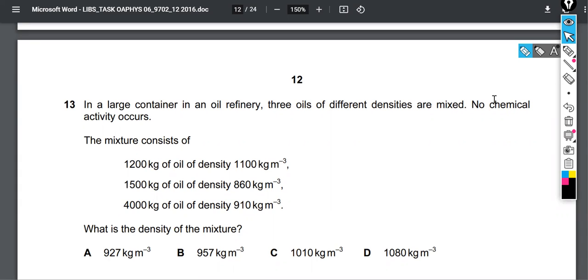We're calculating the density of a mixture in a large container in an oil refinery. Three oils of different densities are mixed. No chemical activity occurs. The mixture consists of 1,200 kilograms of oil of density 1,100 kilograms per cubic meter, 1,500 kilograms of oil of density 860 kilograms per cubic meter, and 4,000 kilograms of oil of density 910 kilograms per cubic meter. What is the density of the mixture?